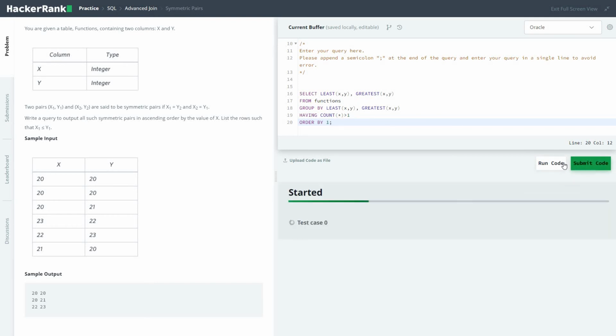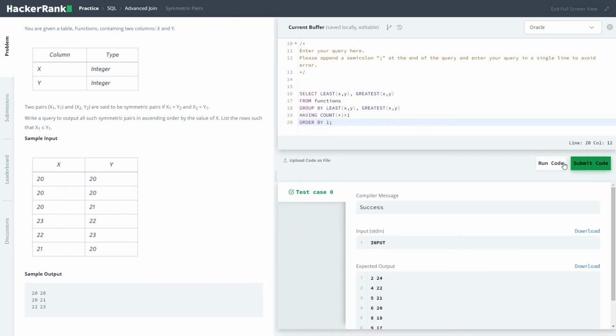Submit code. And as you could see, the code has been successfully submitted.